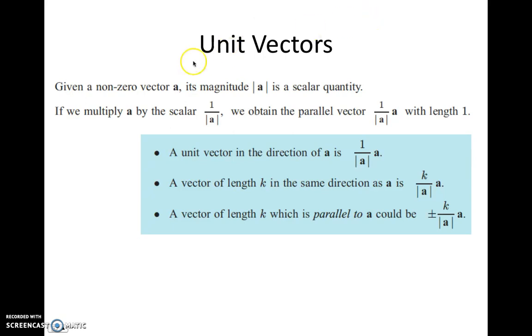Right, so unit vectors. Given a non-zero vector a, its magnitude, length a, is a scalar quantity. If we multiply a by the scalar 1 over length a, we obtain the parallel vector with length 1. So a unit vector in the direction of a is 1 over |a| times a. A vector of length k in the same direction is k times a-hat. And a vector of length k which is parallel to a could be plus or minus k times a-hat.